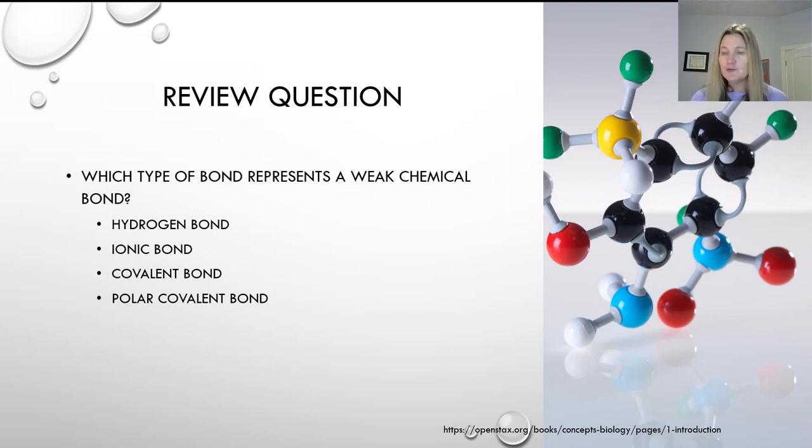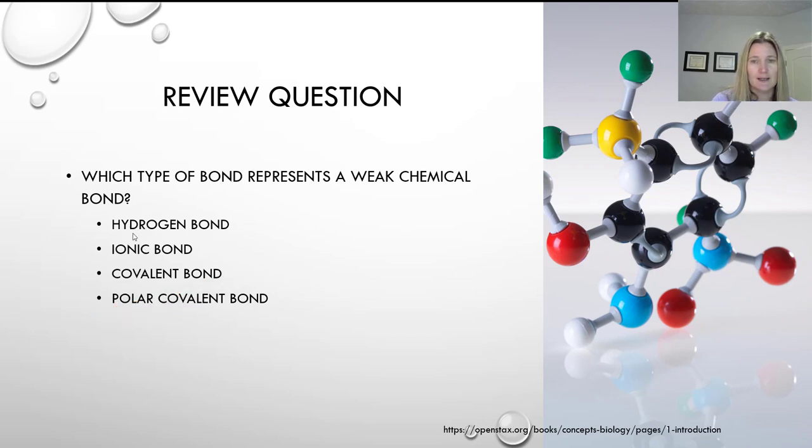All right, so let's finish off with this question here. Which type of bond represents a weak chemical bond? Would it be considered a hydrogen bond, an ionic bond, a covalent bond, or a polar covalent bond? Well, first off, we can eliminate two answers right off the bat, because we know that covalent bonds are strong because they're sharing electrons to fill their outermost shell. They don't want one of them to go off and separate, because then they can't share those electrons. They can't fill their outermost shell. So covalent bonds and polar covalent bonds are strong, so they're not going to be the answer.